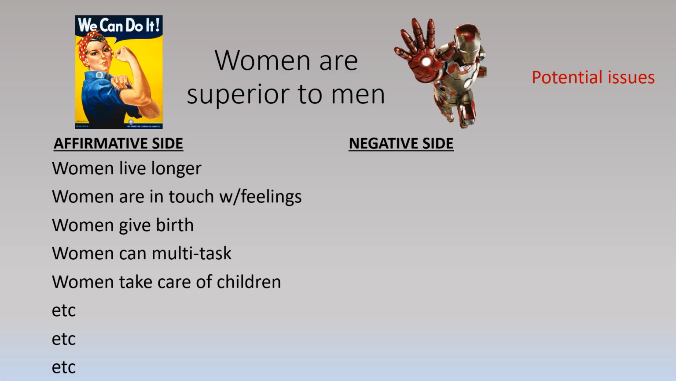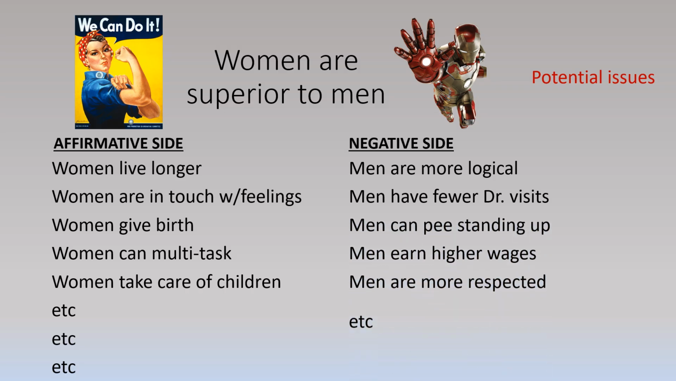It's probably not a bad idea, though, to try to anticipate what the potential issues are on the opposite side. And so for the negative, it might be things like this. Men are more logical. Men have fewer doctor visits simply because they just don't go. Men can pee standing up. You would be amazed how many times this comes up in a debate. So that's why I included it there.